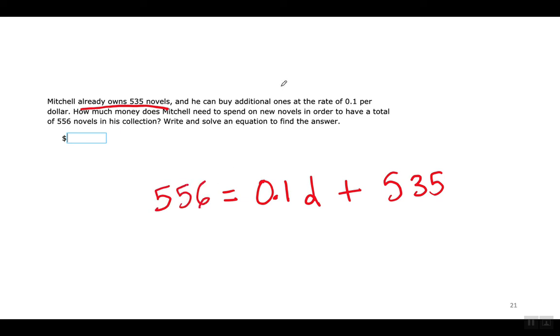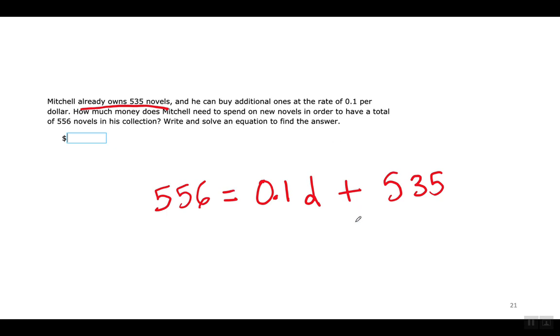Okay. Esta luce un poco extraña de la forma que escribieron esto, pero siguen el mismo patrón y es la misma cosa. Ya él es dueño de 535 novelas y quiere comprar más novelas a un rato de 0.1 por cada dólar. ¿Cuánto dinero tiene que gastar Mitchell para que él tenga en total 556 novelas?